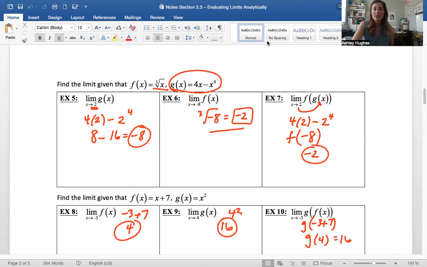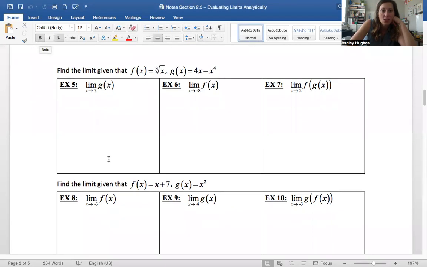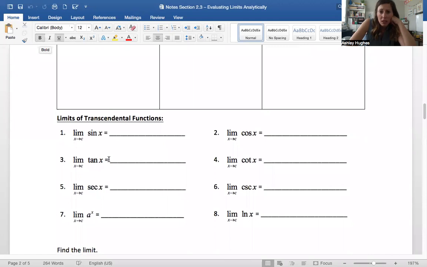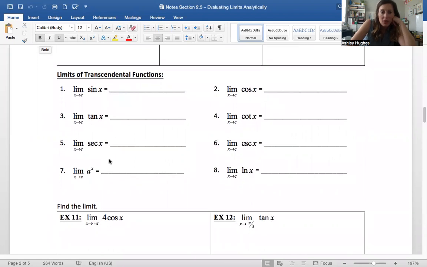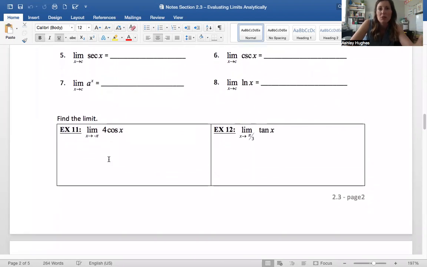So that's just practicing some algebra skills, plugging in for the limits, using some of those limit properties. Okay, so all the limits of transcendental functions. I'm not going to write all these out because I think it's helpful to see the examples.